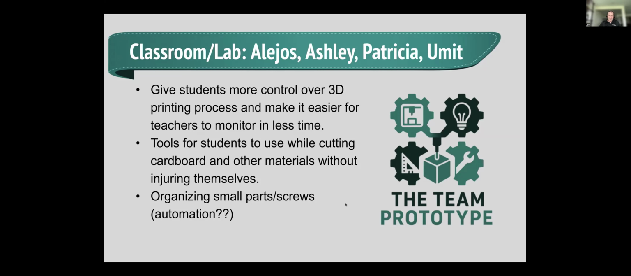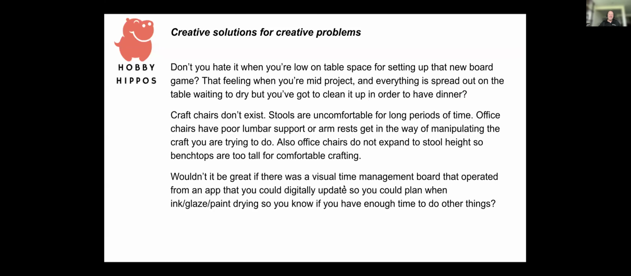Nice. I know the Roomba. Amanda says her code teacher recommends a Roomba for cleaning the room. All right. Hobby Hippos. Does someone want to volunteer? Sure, I got this one.